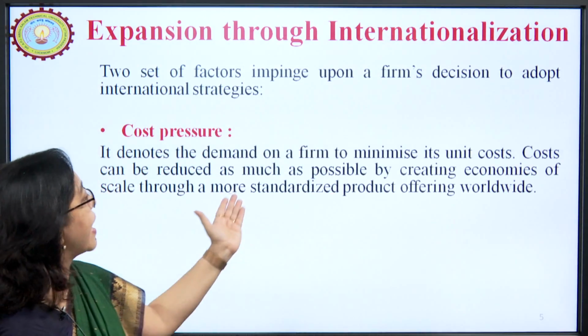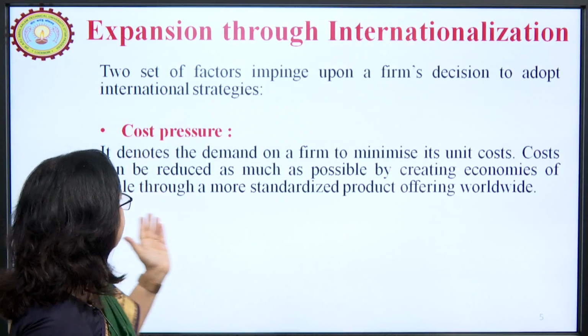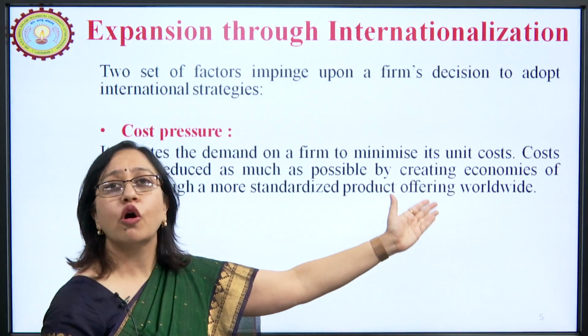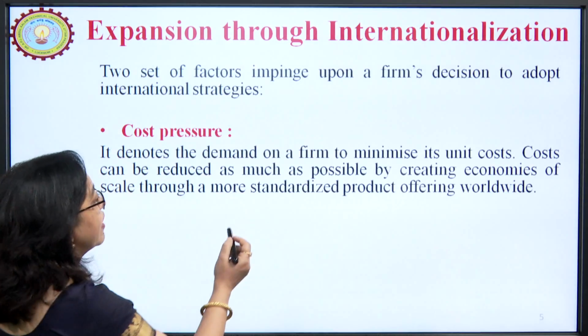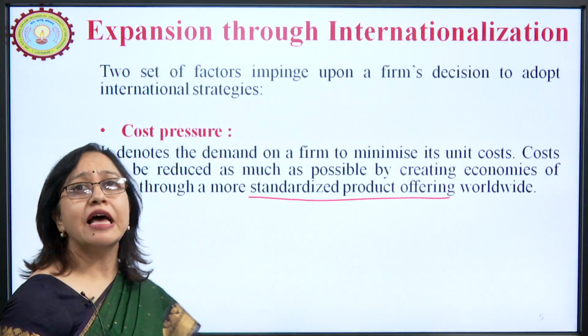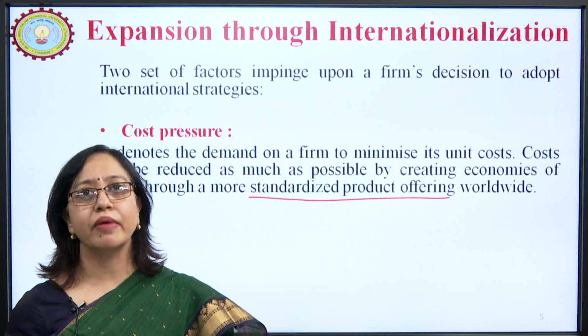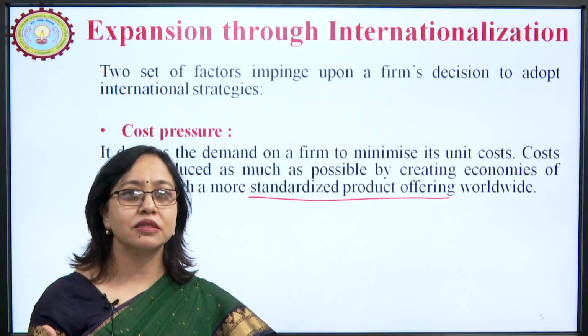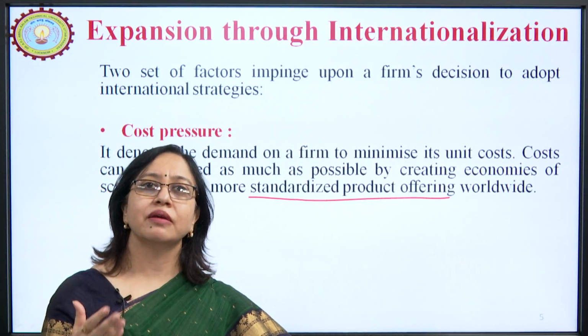Cost can be reduced as much as possible by creating economies of scale through a more standardized product offering worldwide. Now, you must have heard of this concept that if you sell in bulk, if you sell goods wholesale, then you can make them cheaper, and the customer also gets them at a lower price.